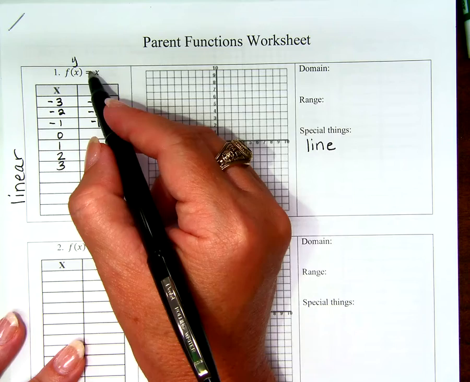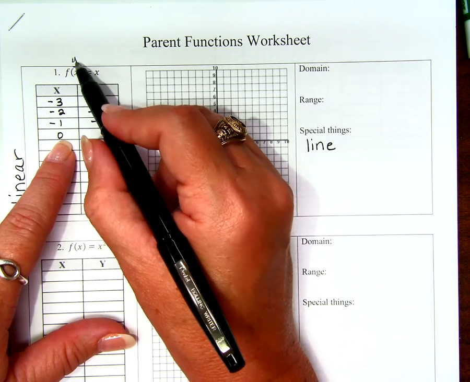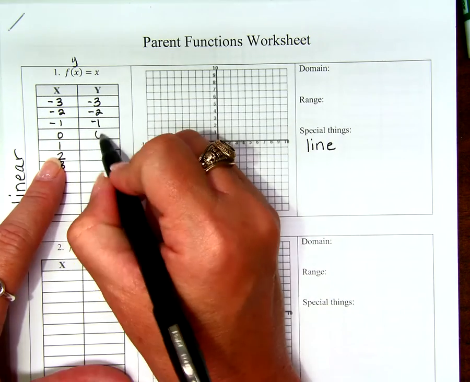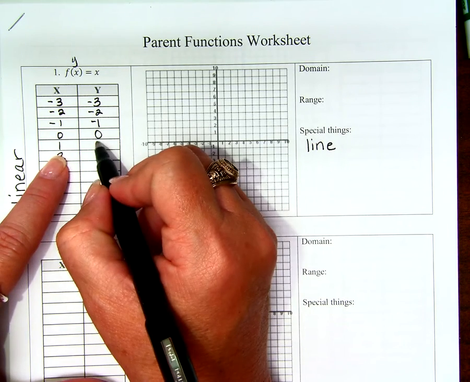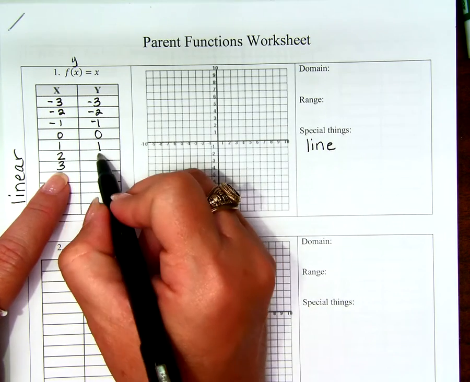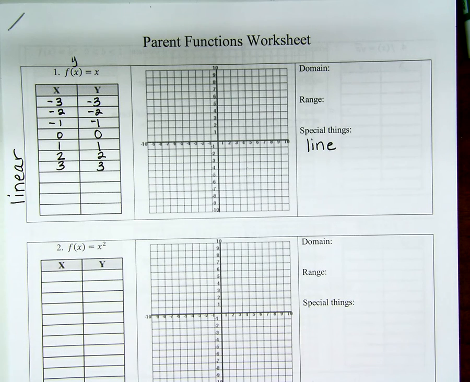I'm putting it into the equation, right? I'm saying if x is 0, what is y? Well, y equals 0, so that's a 0. Everybody understand that? Okay, so what about if x is 1? What's y? 1. If x is 2? 2. And if x is 3? 3.